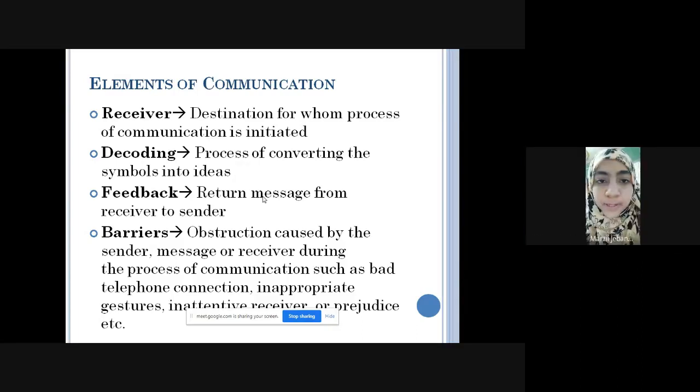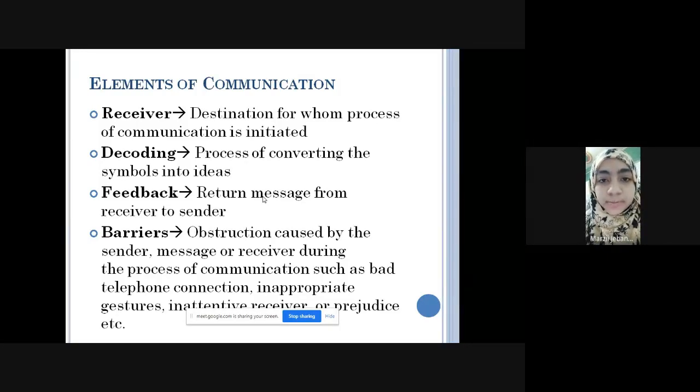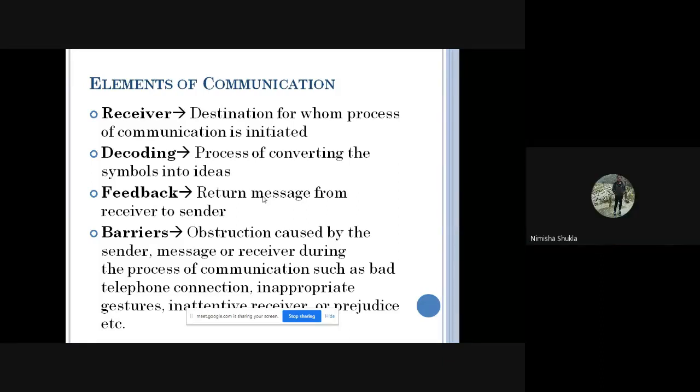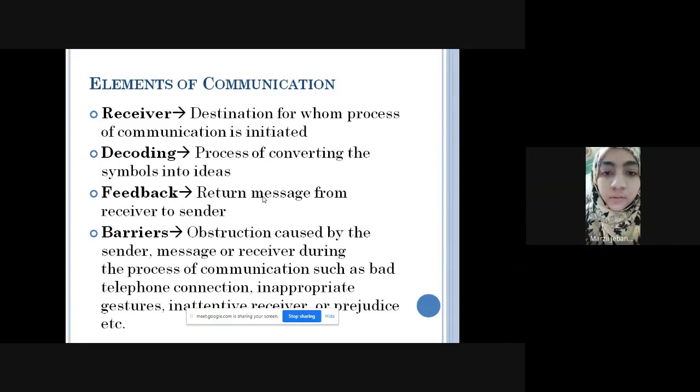Ma'am, can you repeat the point of barriers? The last point of barriers, I did not hear. Okay, any type of barrier. Now you are not able to hear me and I'm not able to hear you. So this is the barrier. So there can be a problem in the sender. There can be a problem in your channel, or there can be a problem in case of the receiver. Okay, ma'am. Thank you.